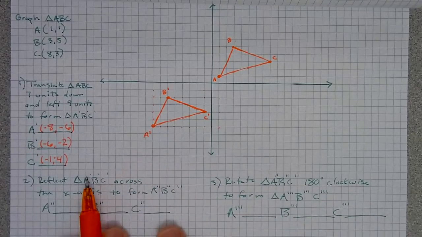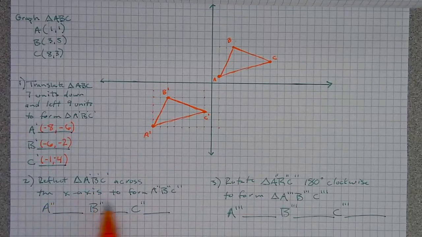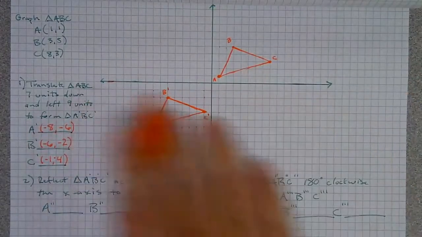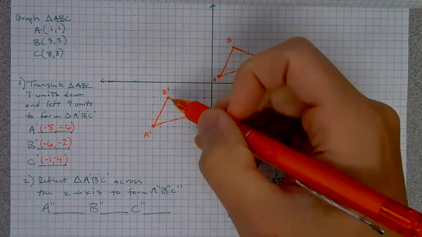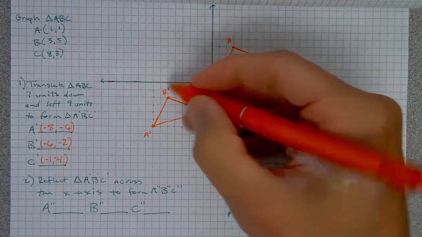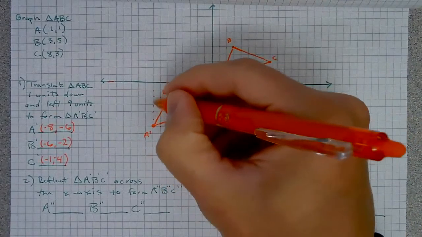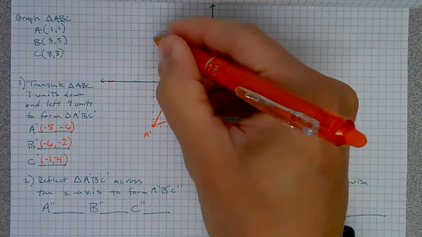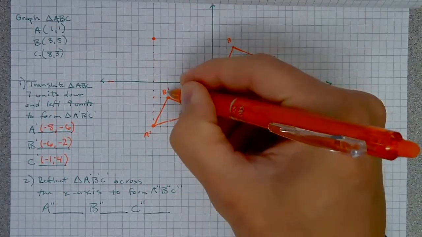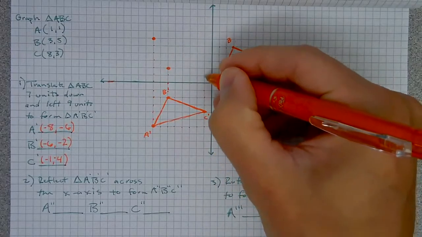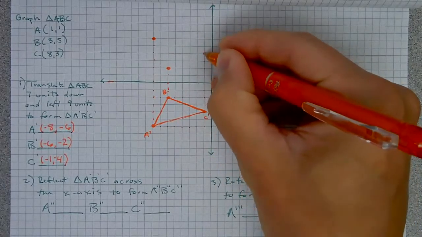Alright, so now to get A double prime, B double prime, C double prime, we're going to flip over the x-axis, which is this guy right here going across. Remember, just count to the x-axis in a straight line and then continue counting. So A, 6 and 6. B, 2 and 2. C, 4 and 4.